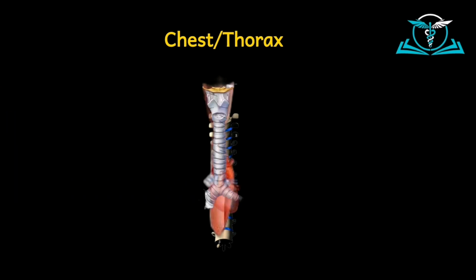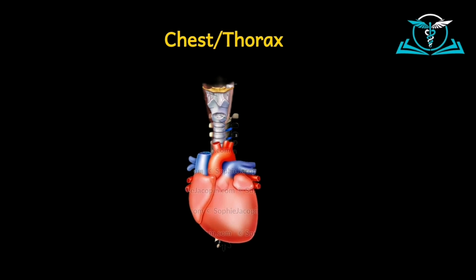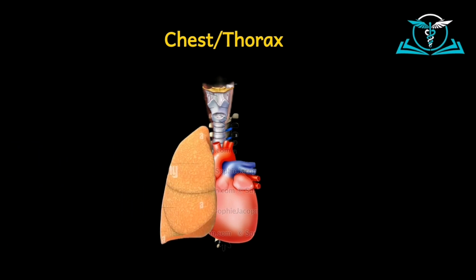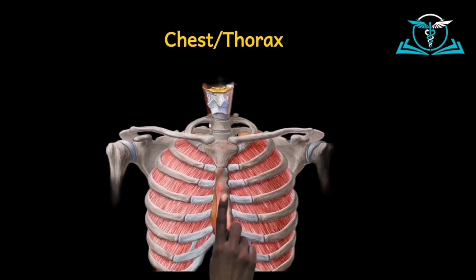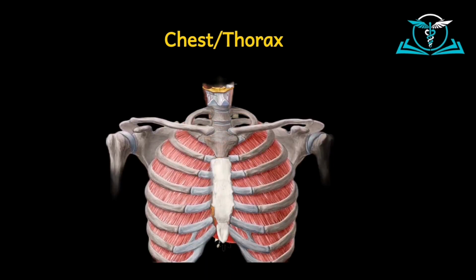And then we have the heart, and then the great vessels, where we have the aorta, and then the superior and inferior vena cava. The heart also has its pericardium. Then we have the right lung, and then the left lung. Then this is covered by the thoracic cage with the intercostal muscles.